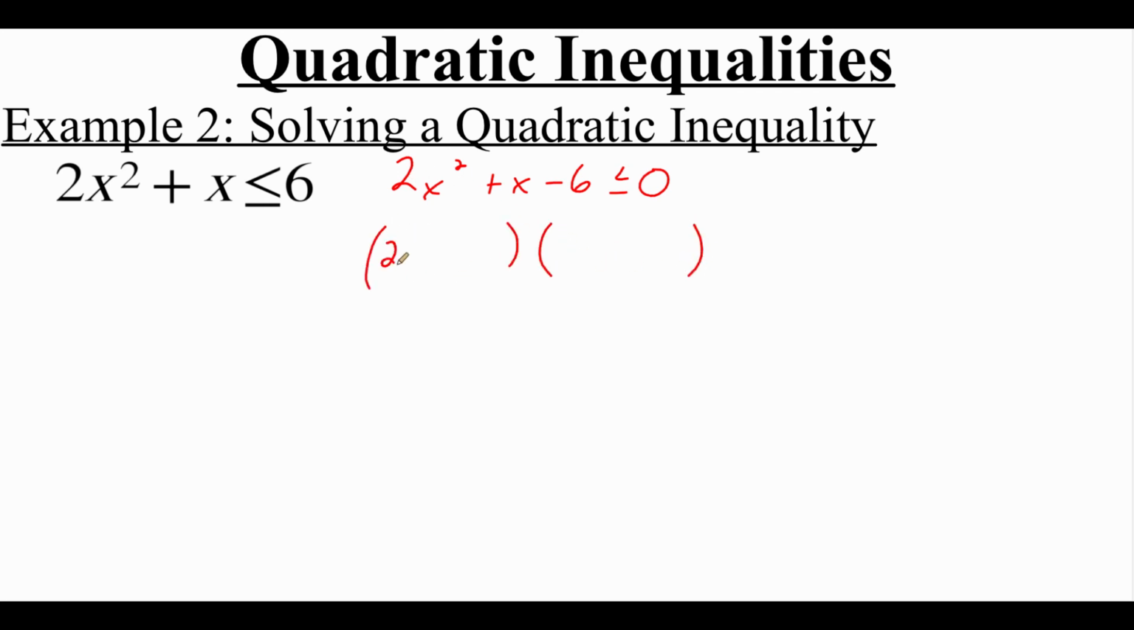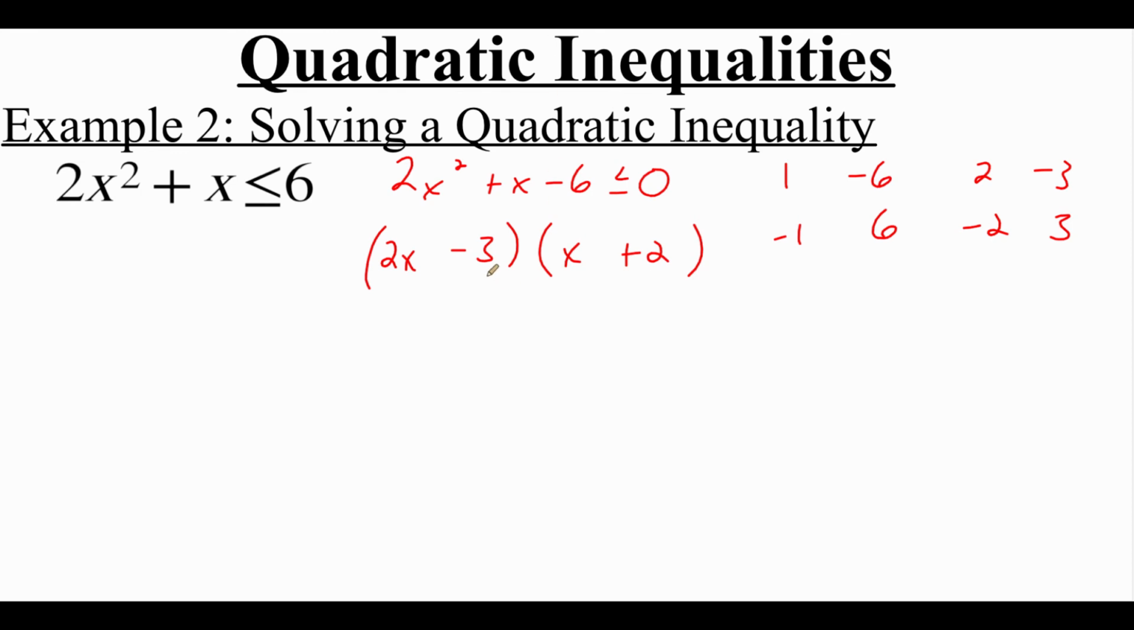So to get 2x squared, we're going to need 2x and x. Now with that 2x, this is going to be guess and check. We need numbers that are going to multiply to negative 6. So it's either 1 and negative 6, or negative 1 and positive 6, or 2 and negative 3, or negative 2 and positive 3. And we need to come up with the combination that's going to give us that positive 1 in the middle when we do our check. And it actually ends up being 2x minus 3 and x plus 2.